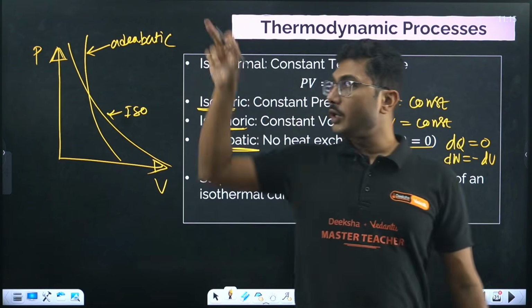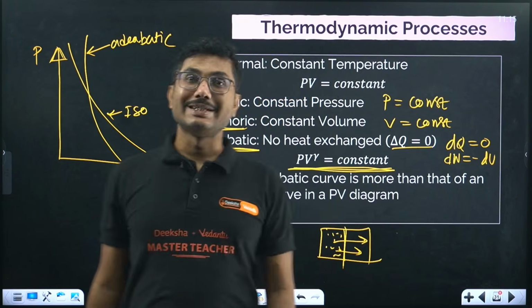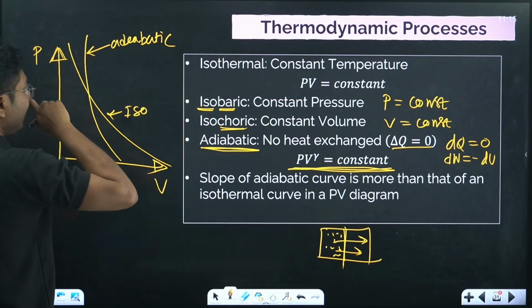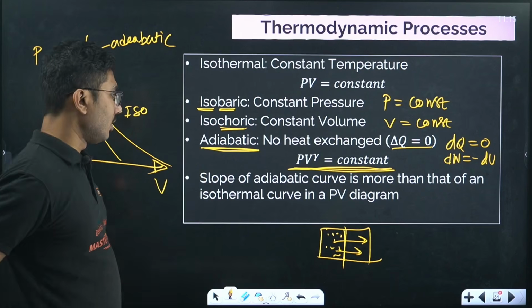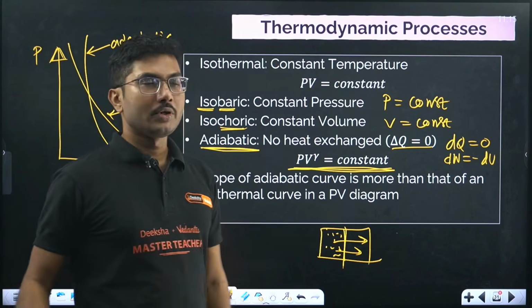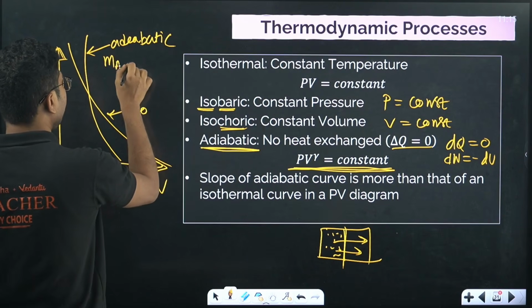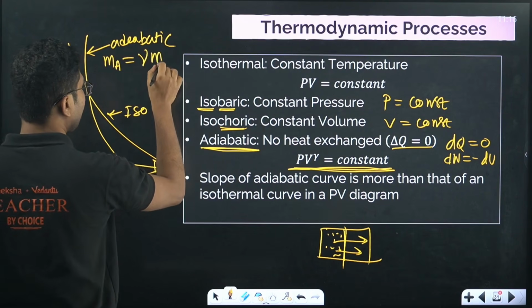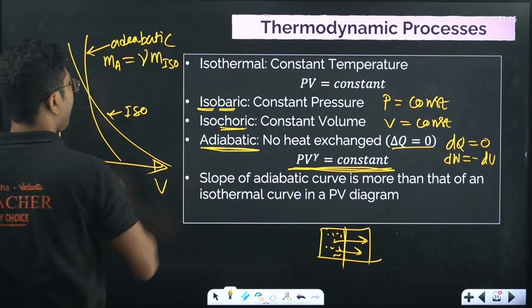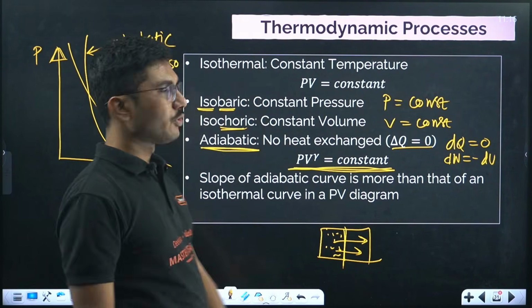Adiabatic graph is also a hyperbolic graph, but in this case it falls steeper. The slope is actually gamma times more than that of the isothermal graph. So the slope of adiabatic graph is gamma times more than isothermal graph. Remember this.